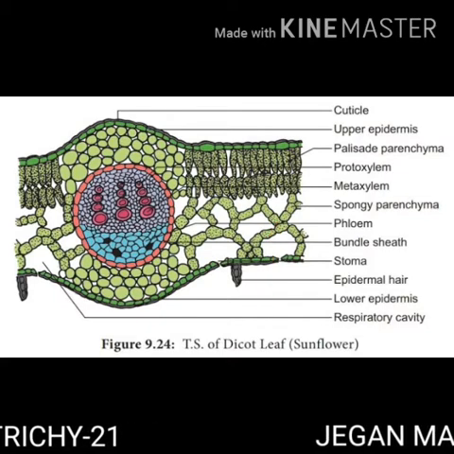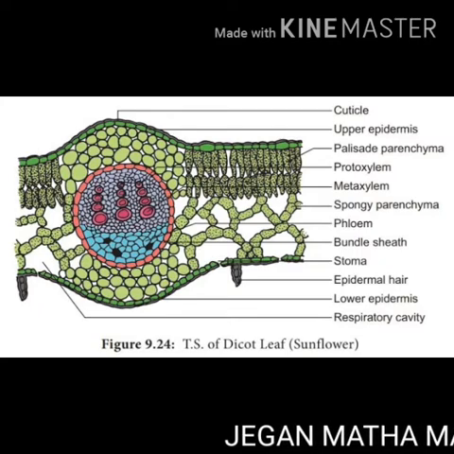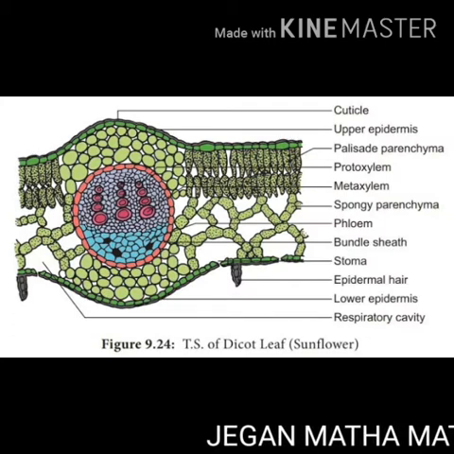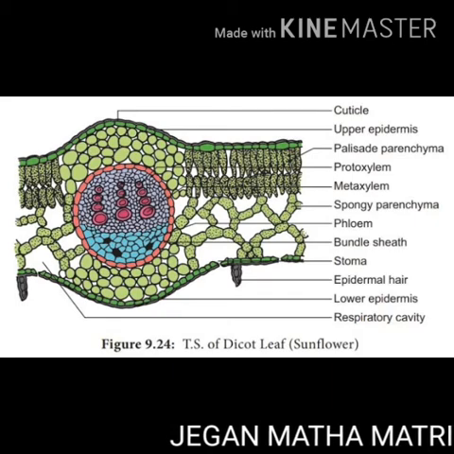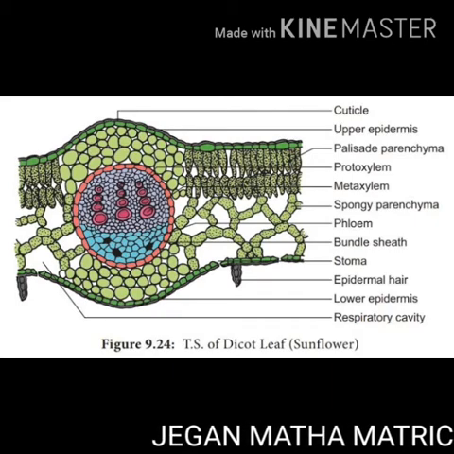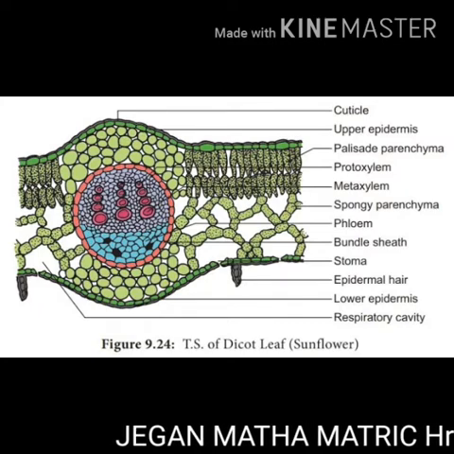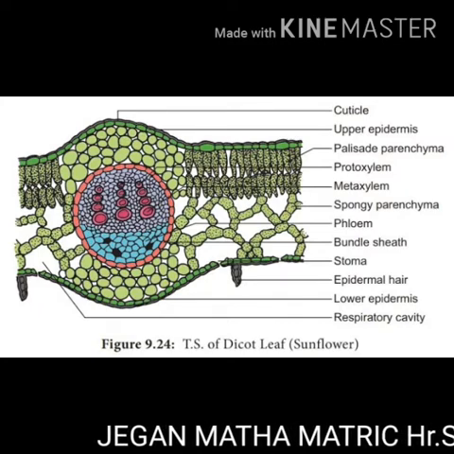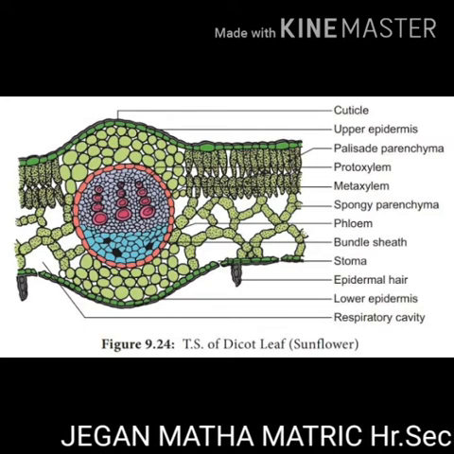Spongy parenchyma. It is found below the palisade parenchyma tissue. Cells are almost spherical or oval and are irregularly arranged. Cells have intercellular space, means they have gaps in between them. More spaces are present. It helps in gaseous exchange.